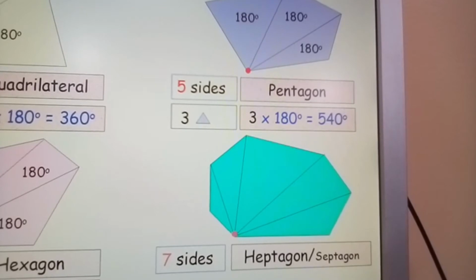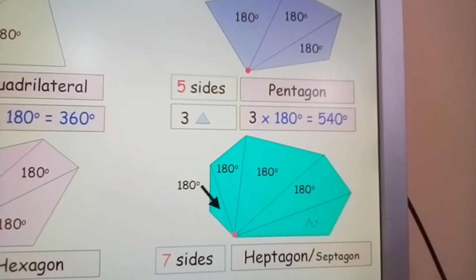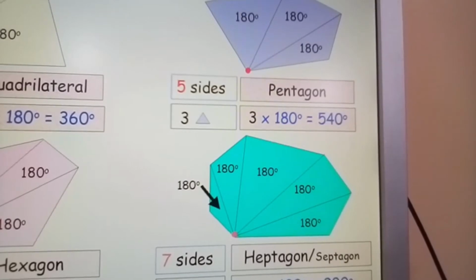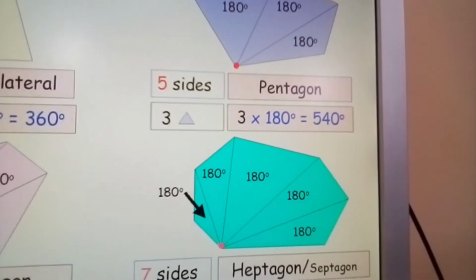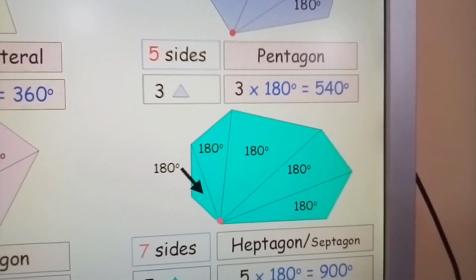So we got 1, 2, 3, 4. We have 5 triangles, and each one is at 180 degrees. So we got 1, 2, 3, 4, 5. That's going to equal 900 degrees. So here you can see now that our 7 sides heptagon with 5 triangles gives us 900 degrees.